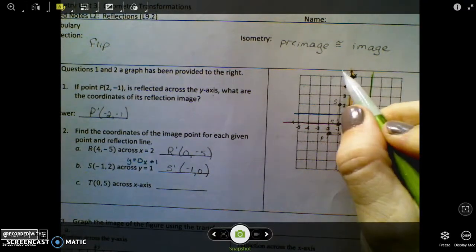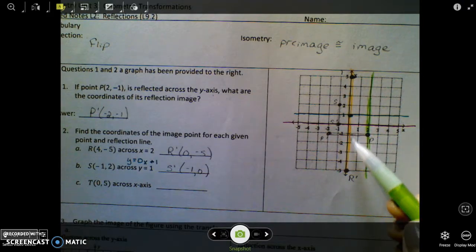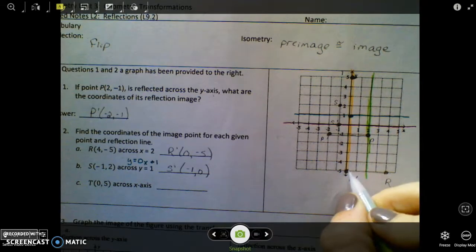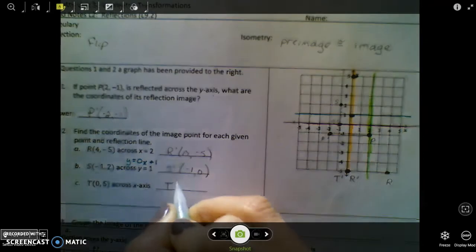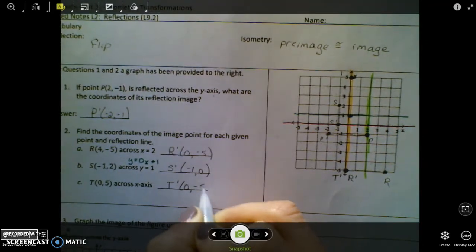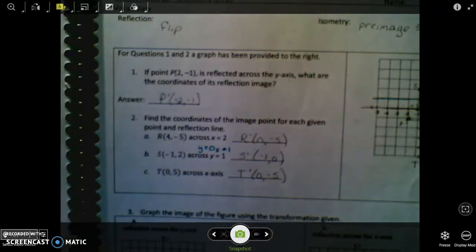This point T, this pre-image, is currently 5 above that line. When you flip over, you're going to end up 5 below. There's already a point here. That's okay. T prime would be in the same location. So we could say T prime is also at 0, -5. So when we do that with points, that's how it works out.